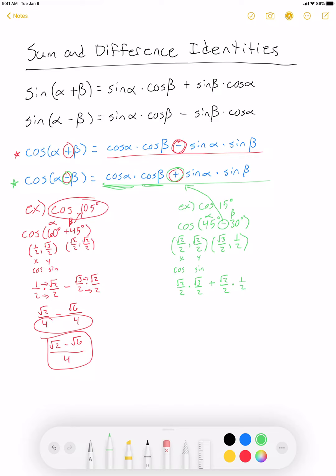Again, if we multiply these out, we get the square root of 6 over 4 plus the square root of 2 over 4. Again, common denominators, so the square root of 6 plus the square root of 2, all over 4. And that is the exact value of cosine of 15. And there are two more: the sum and difference identities for the tangent function.